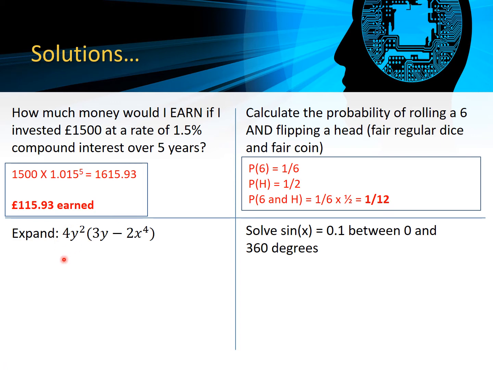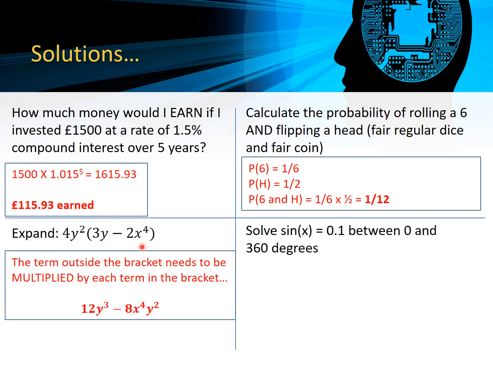Expanding these brackets out, what we've got to do is multiply this by this and this by this. So we're multiplying the term on the outside of the bracket by each of the terms inside. So 4 times 3 is 12, y squared times y is y cubed. And then here we've got a 4 and a 2 which I can multiply together. The other things I can't, so I've left them in alphabetical order with my powers.